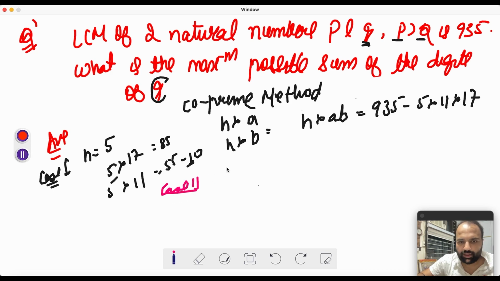Now in case 2, we can take H equal to, let's say, 11. Then what happens? We have to again take 17 and 5. So 11 into 17 into 5. Again, we are getting 55. So again, it's 5 plus 5 equal to 10.